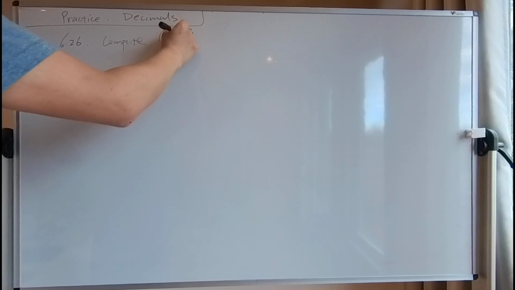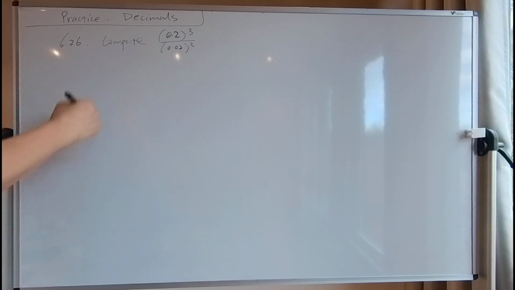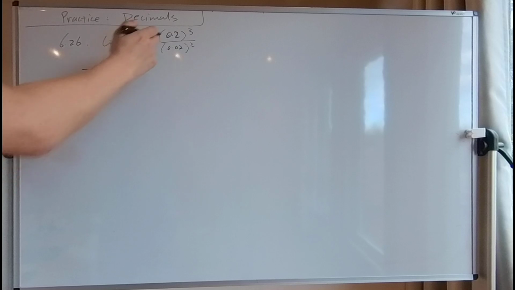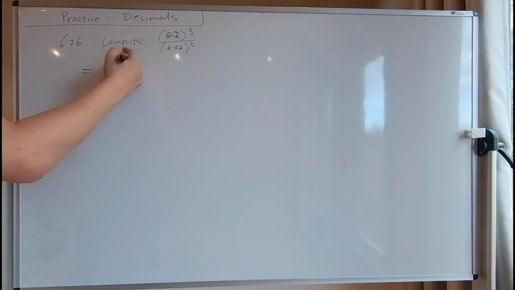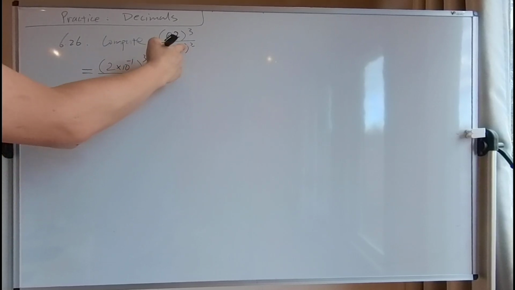Okay, so this fraction is 0.2 cubed divided by 0.02 squared. To simplify this, I would suggest to convert the decimal numbers into integers first, and then do the exponents and fractions. So how to convert that? Remember that 0.2 is equivalent to 2 times 10 to the power of minus 1, and 0.02 is equivalent to 2 times 10 to the power of minus 2, and this is squared.